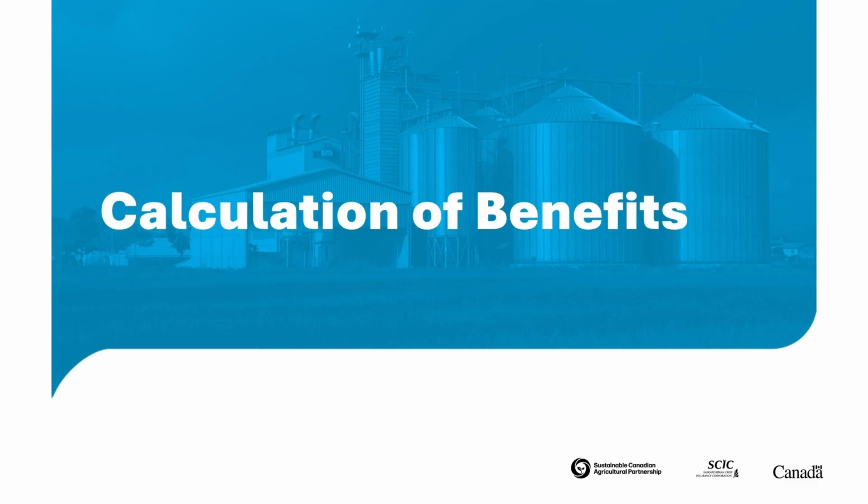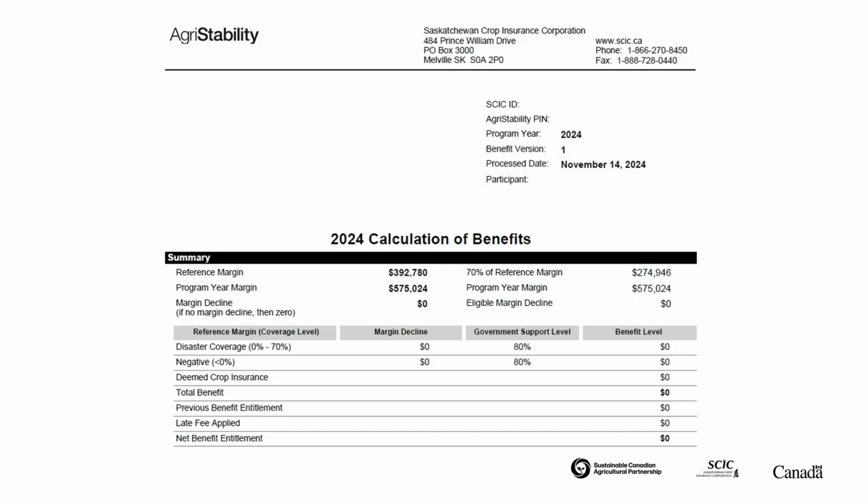So once we have all of your information submitted, all the forms have been completed and sent in, your file is processed at head office by a verifier. And when the file is finalized, the end statement is called the calculation of benefits statement. And that's what we're going to go over now and review. So you get the first couple pages mailed to you, and it details what the reference margins are, the program year margins, and whether you're in a benefit or not.